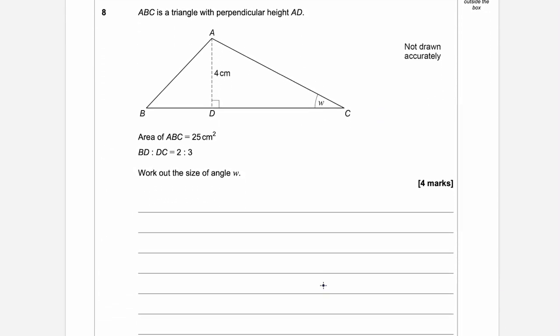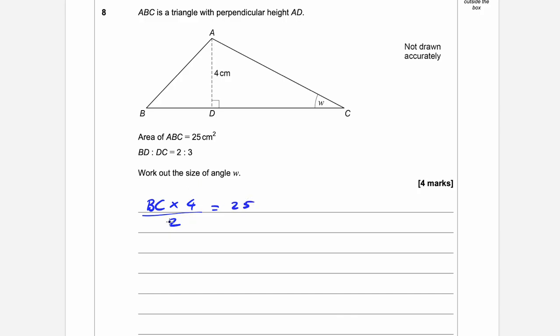That's it. Question 8. ABC is a triangle with perpendicular height AD. Fine, it's 4. The area of ABC is 25. BD to DC is 2 to 3. Work out the size of angle W. Okay, so we're given the area, we're given the height. Let's work out BC first. So base times height. So BC, let's call this BC, times 4, and base times height divided by 2 equals 25.